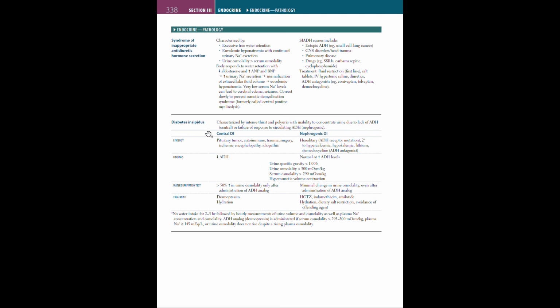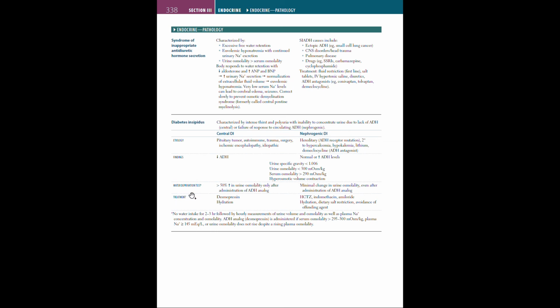Findings are, for central, we have decreased ADH, as there is no production of ADH centrally, no signaling. But in nephrogenic, we have normal or increased ADH levels. Here, urine specific gravity is less than 1.006. Urine osmolarity is less than 300 milliosmol per kg. Serum osmolarity is more than 290 milliosmol per kg, and hyperosmotic volume, high osmotic volume.